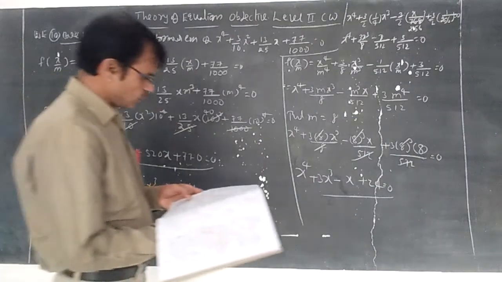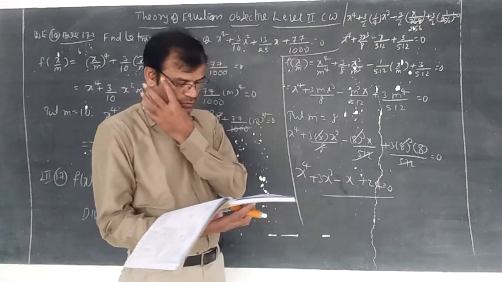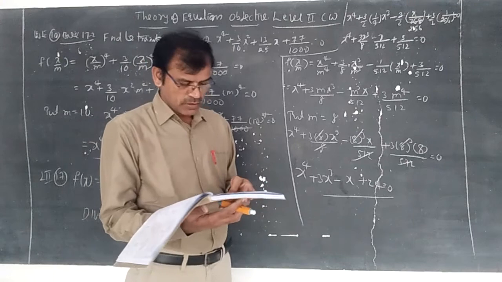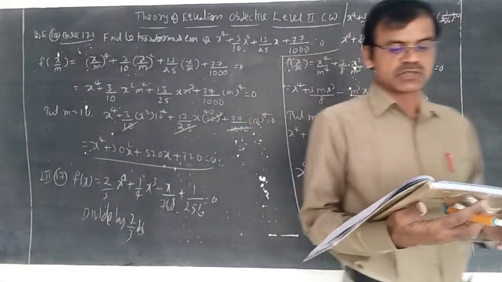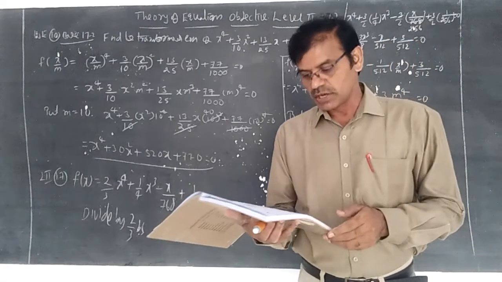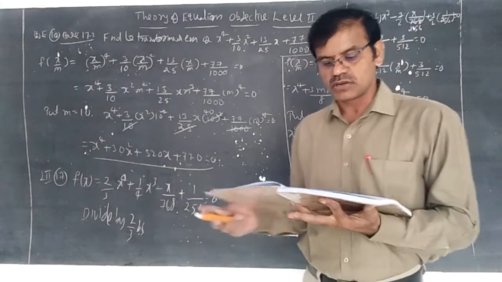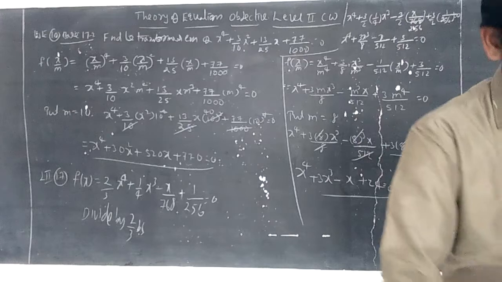17th question, x power 4 plus 3x cube minus x plus 24 equal to 0 is the third option. In the concept of objective synopsis, I said the 18th question and 19th question. Now let us discuss the 20th question, the degree of the equation.